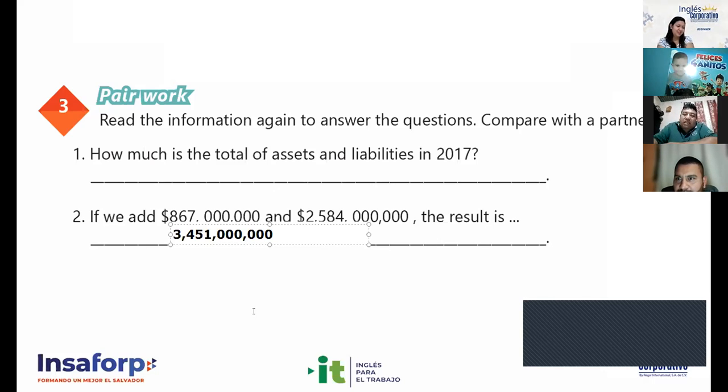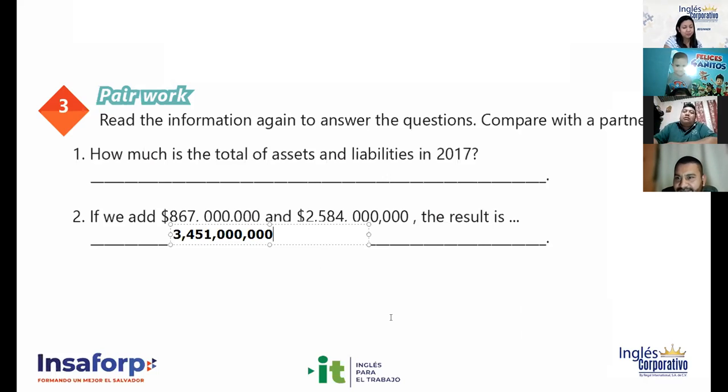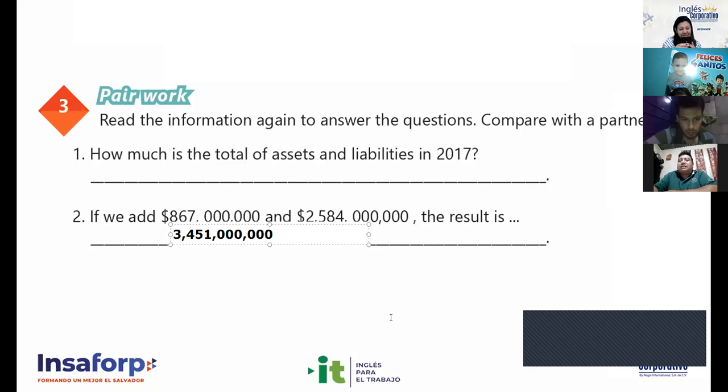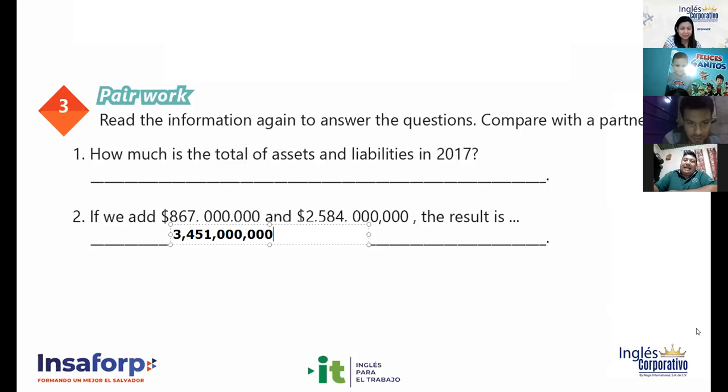Exacto. 3,000,000,000. 3 billion. Entonces sería 3 billion. 3,451 millions. Yes. Primero billions y después millions. Es mejor en español. Además, nunca vamos a llegar hasta allí, crean. Okay, ahí está, let's continue with idiomas.